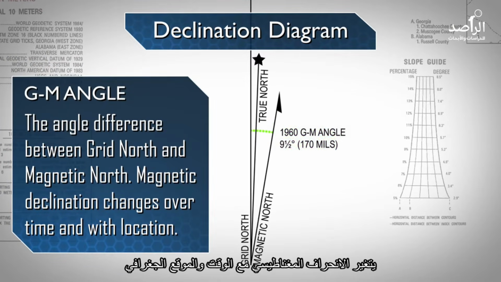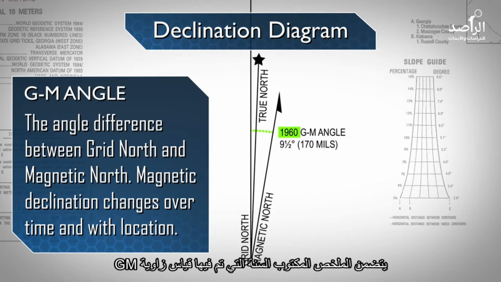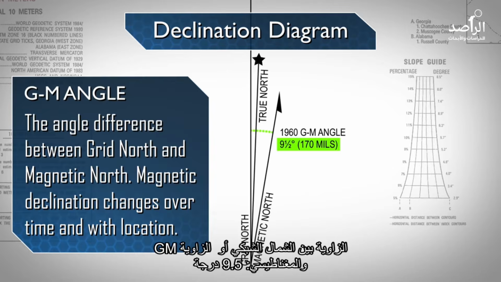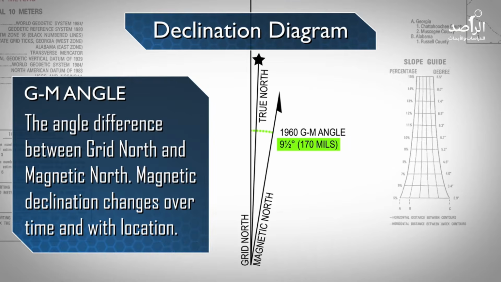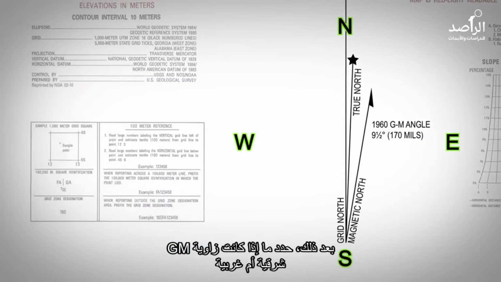Magnetic declination changes over time and with location. The written summary includes the year the mapmaker measured the GM angle and the amount of that angle in both degrees and mils. In this example, the grid magnetic, or GM angle, found in the declination diagram is 9.5 degrees or 170 mils. Next, determine whether the GM angle is easterly or westerly.